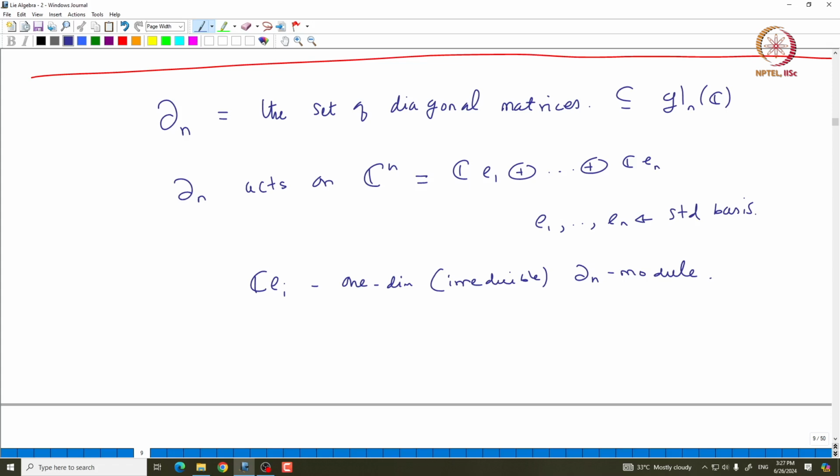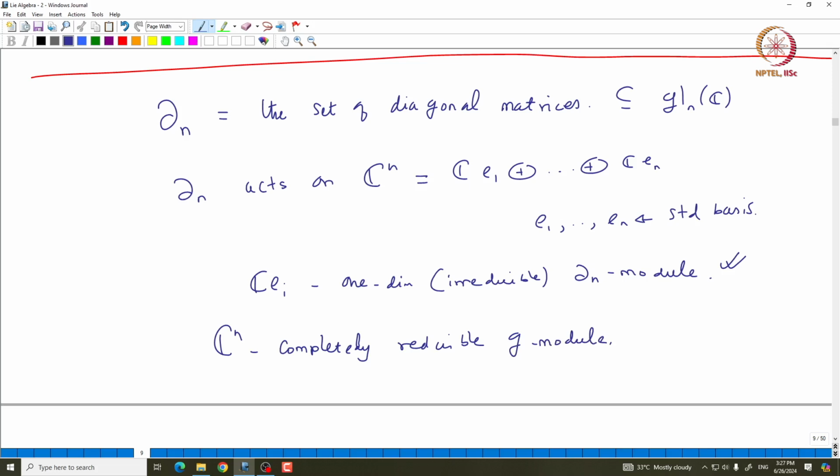That is also easy to check. If you start with any submodule, which let us call V, then it will have a complement V dash. Actually, the natural vector space complement will give you the complement. This I will leave as an exercise. Use the definition directly to prove that Cn is completely reducible. So, this also implies Cn is a completely reducible G module.